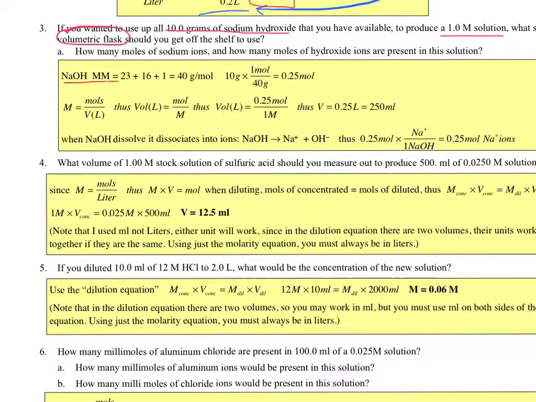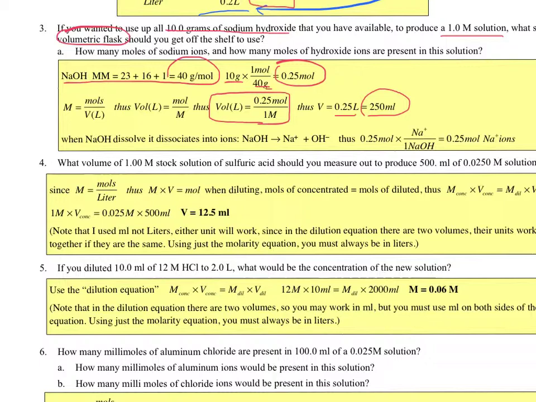So we need to know the formula and the molar mass of sodium hydroxide. Then we can take our mass, 10 grams, divide by molar mass, to know that we have in front of us 0.25 moles of sodium hydroxide. Since we know that we'd like to make up a 1 molarity solution, plunk those into the equation, solve for 250 mils that we need to produce, which is of course 0.25 liters.